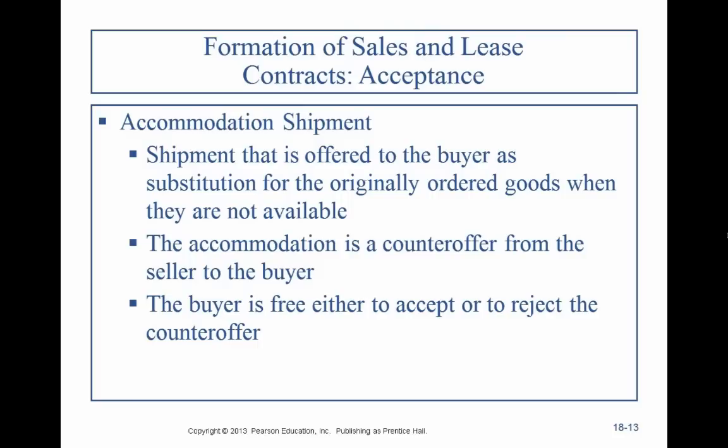Okay. Are we still talking acceptance? Yes. Accommodation shipment. The notion of I bought this, you gave me something slightly different, we have a breach of contract. That's sort of what we learned in common law when we covered contracts. But what about a seller that gave something a little bit different to the buyer as an accommodation, as a way of not breaching, but giving the buyer a different option, if you will? An accommodation shipment is a shipment that is offered to the buyer as a substitution for the originally ordered goods when they are not available. How does the UCC look at that?